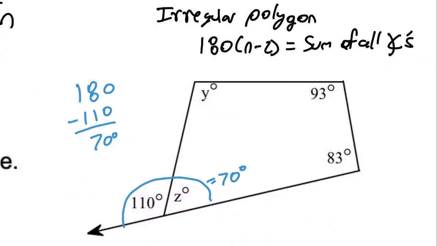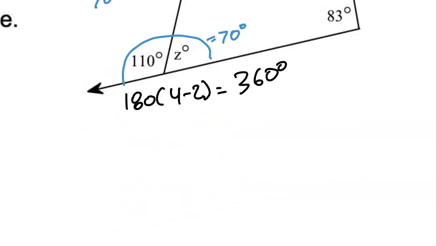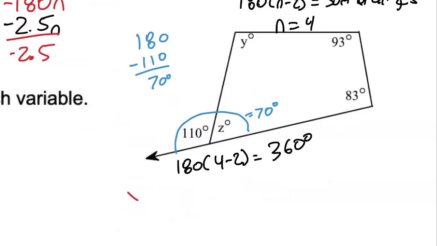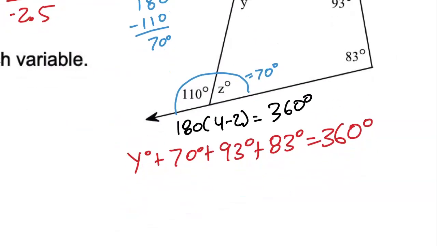So in this case, the number of angles of this polygon is 4. So 180 times (4 minus 2) gives me 360 degrees. So now that I know what all of the angles add up to, all I have to do is just add them all up. Y plus 70 plus 93 plus 83 is 360 because that's what the angles all have to add up to.